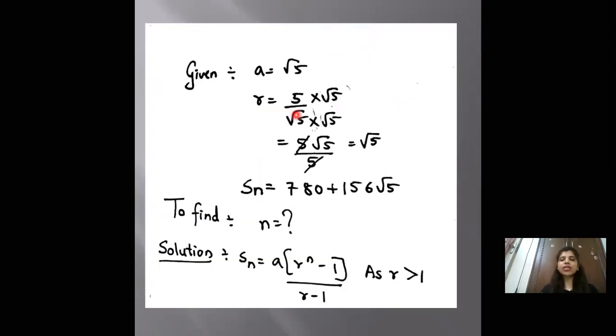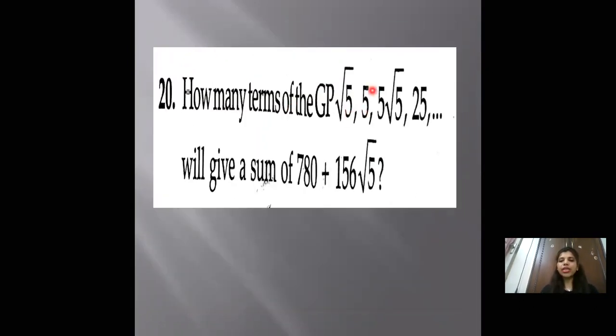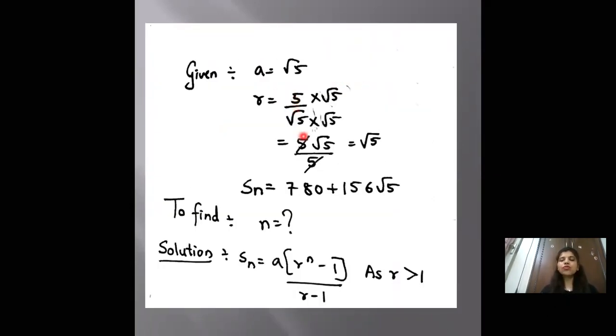Now in the next slide you can see, given a is root 5. r is second term upon first term. So the second term is 5 upon the first term, root 5. So 5 upon root 5. Now as this is an irrational number, you want to rationalize this. So you multiply by root 5 in the numerator and denominator. So you get 5 root 5 upon root 5 into root 5, which is nothing but 5. 5 and 5 get cancelled, so you get the value as root 5.